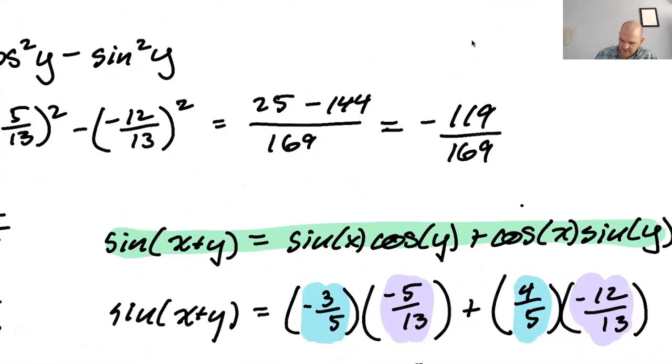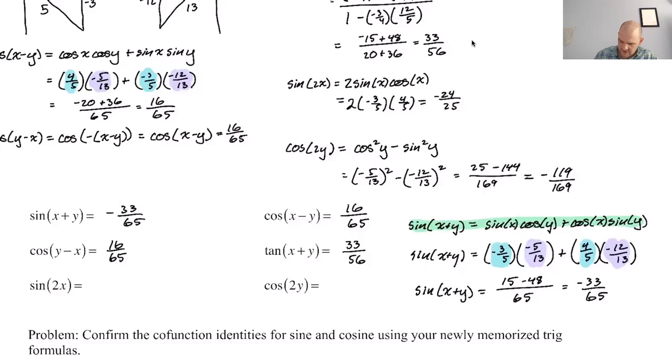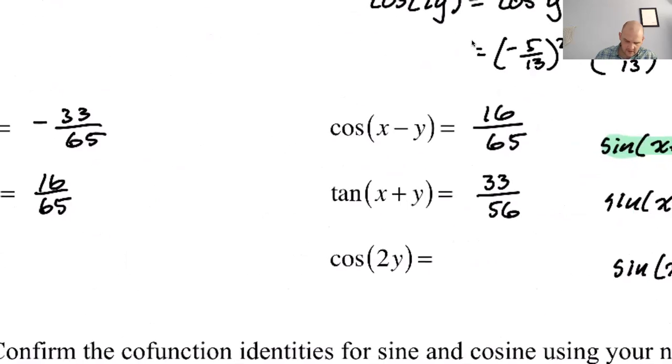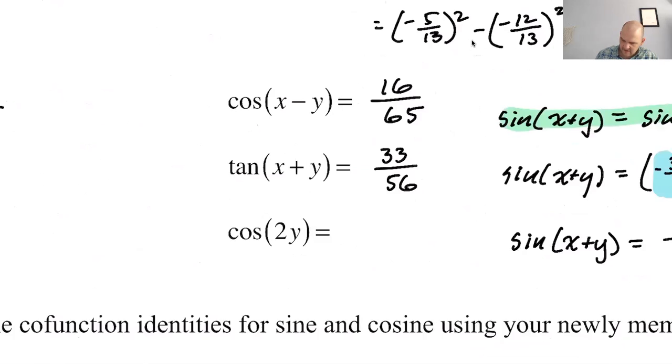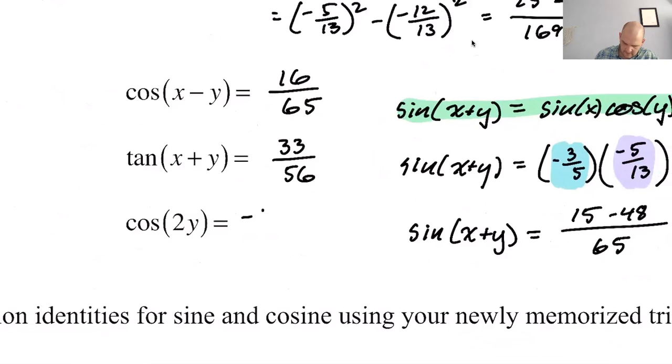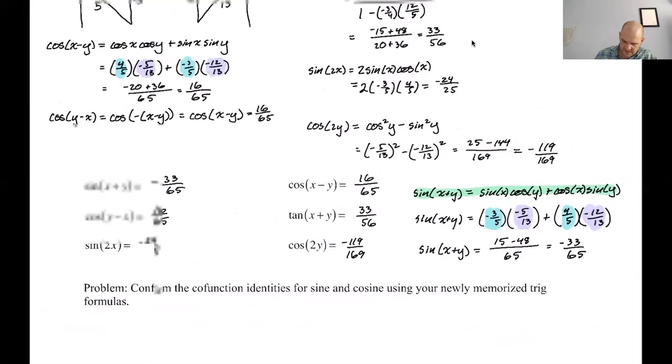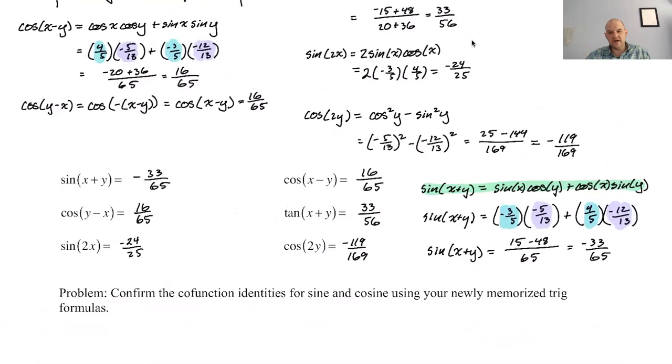I feel like this app wants me to be done for the day because it's giving me a lot of trouble here. Negative 24 over 25, and negative 119 over 169. All right, we will see how we did by using the calculator.